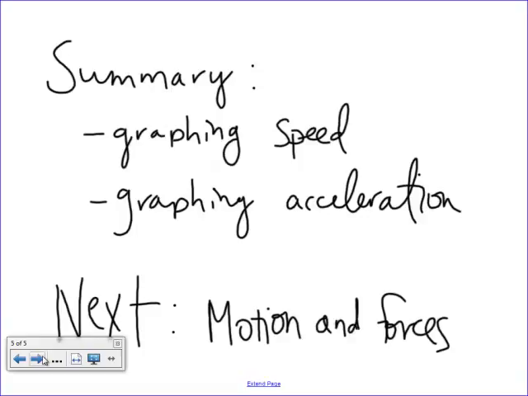When an object moving in a straight line speeds up, its acceleration is positive. When its line is flat, it means it's not accelerating, or it's on cruise control, constant speed. And when an object is moving in a straight line, if it slows down, its acceleration is negative. We also referred to that as deceleration.